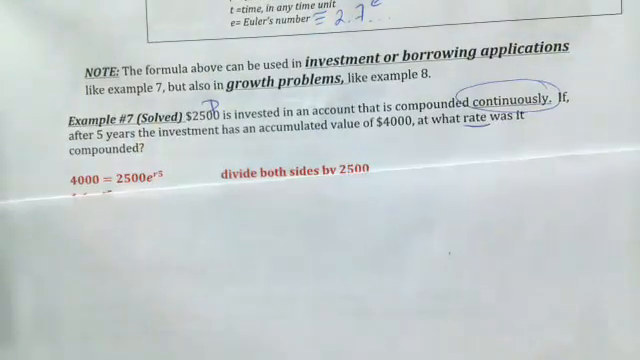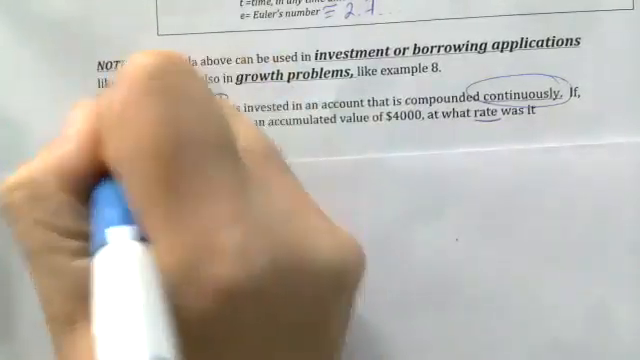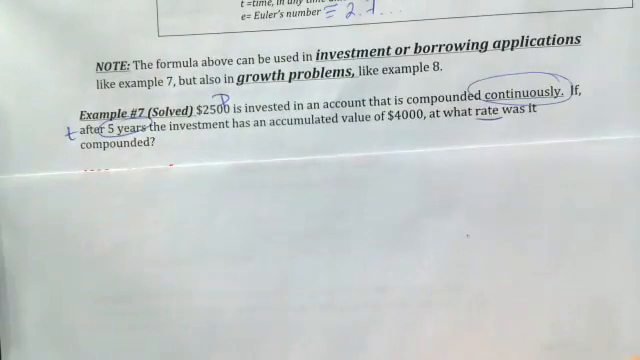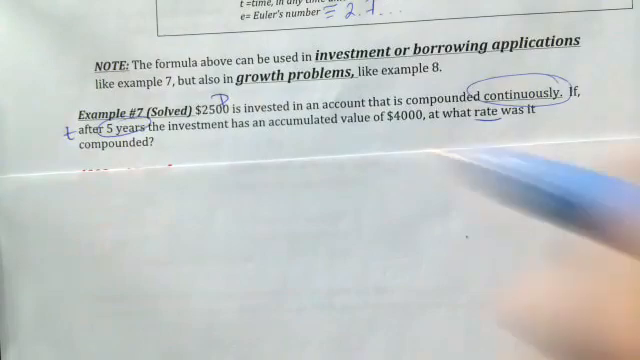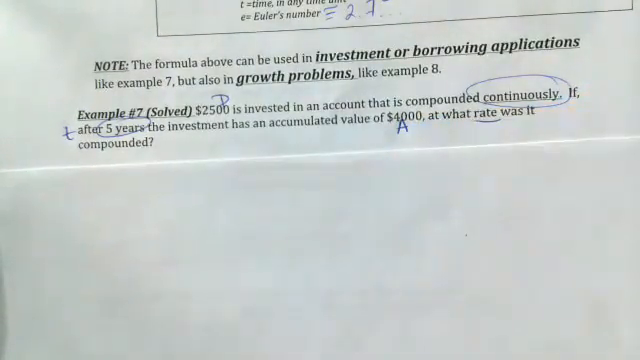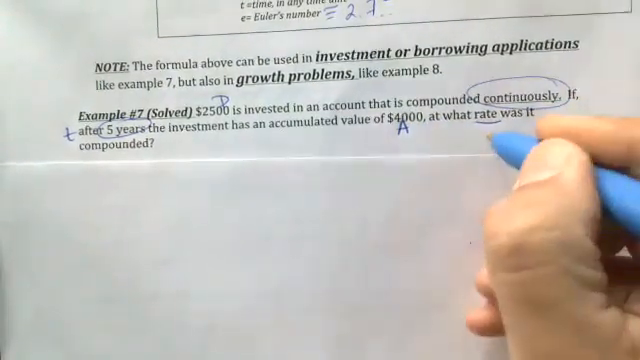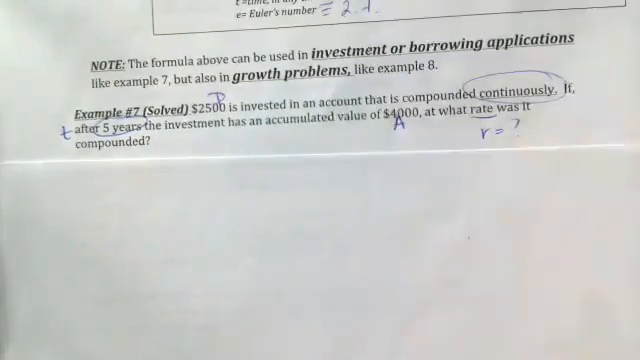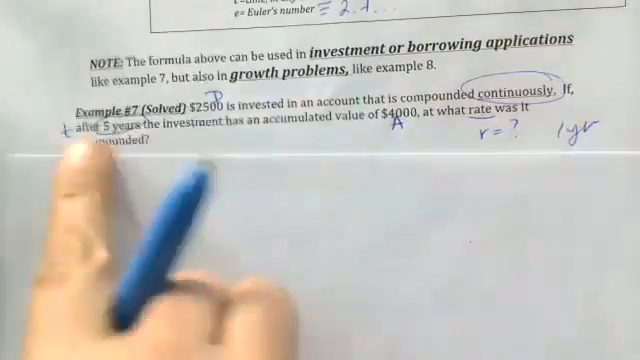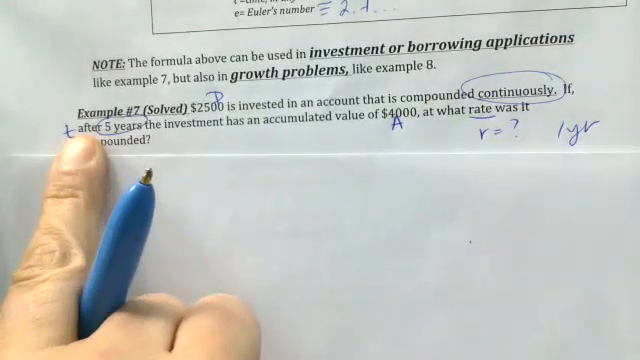2,500 is the principal. And then we have time is 5 years. We have accumulated value, the value after 5 years, which is the A amount, and the rate is the question. So what is the r? And the rate is going to be per year because the time is in years. Make sense?